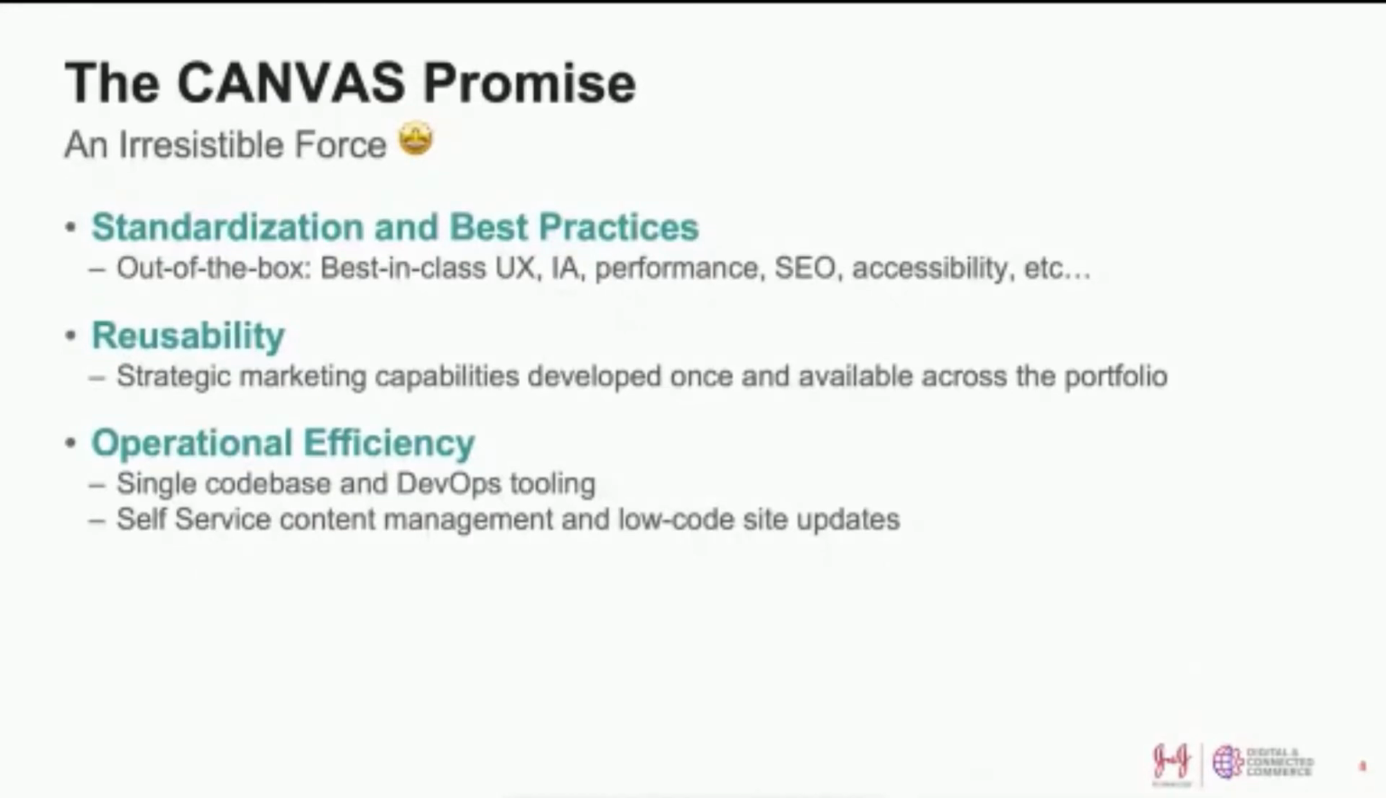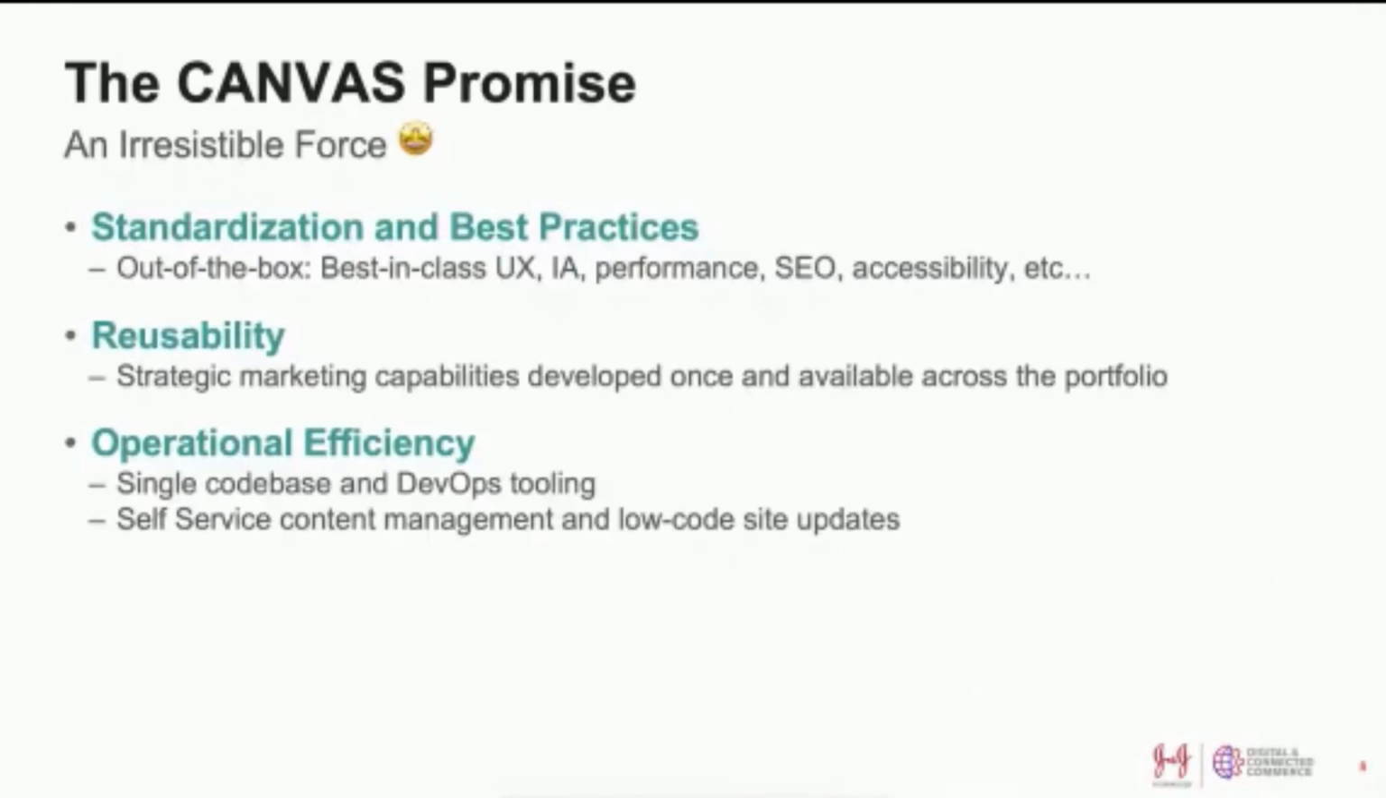So there was a movement in global marketing at the time. This is again like five or six years ago, right before I came to J&J, to standardize and to make sure that decisions were made and then were available to all the brands about what the best in class UX and best in class website architecture would be. So that was one of the promises, is that you would have that out of the box with Canvas.